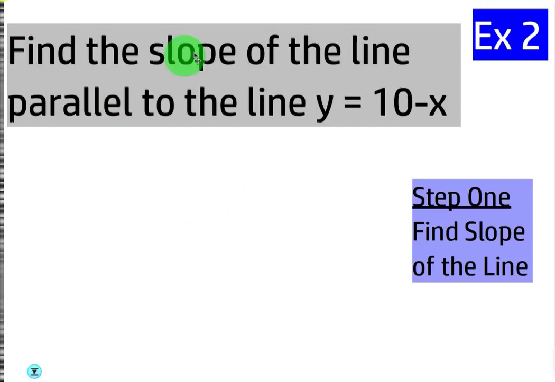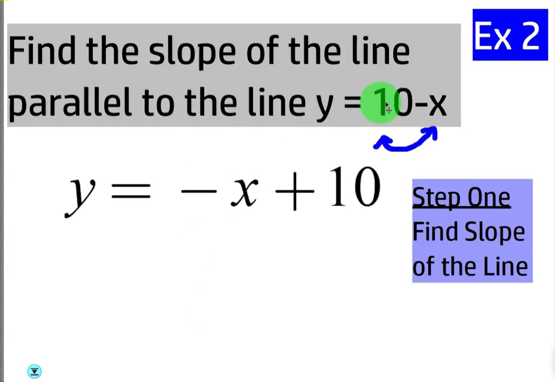Next, example 2, find the slope of the line parallel to the line y equals 10 minus x. Well, this actually isn't quite in slope-intercept form, so I'm going to convert it real quick. To convert it, I just swapped the negative x with the 10, and now I have y equals negative x plus 10. Now, what is negative x, really? What is the coefficient there? Even though it's not really there, we can put a negative 1 there.